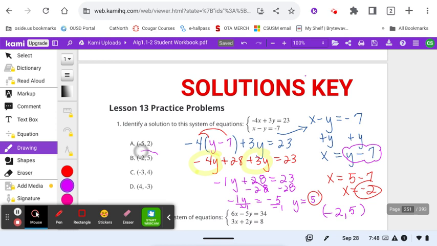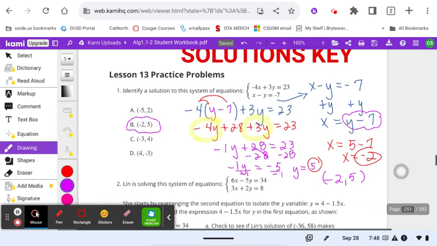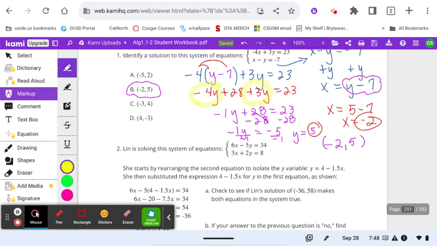So do you like solving by substitution, this method, or do you just want to plug in the xy coordinate pairs? It's up to you. You would still arrive at the same solution.